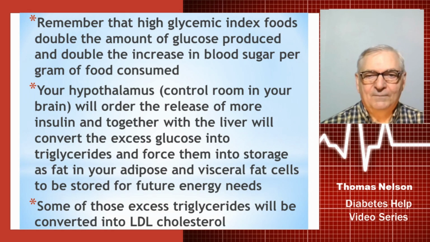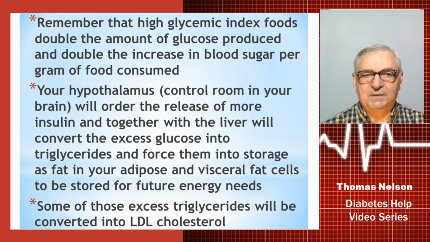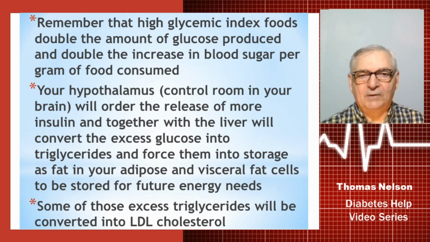So remember, high glycemic index foods, things like potatoes, sweet potatoes, short grain white rice, sugar, and especially wheat, are going to produce double the amount of glucose that will enter the bloodstream, and it will double the amount of rise in your blood sugars.